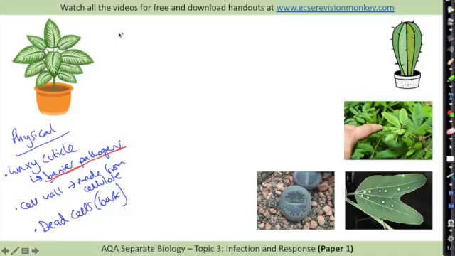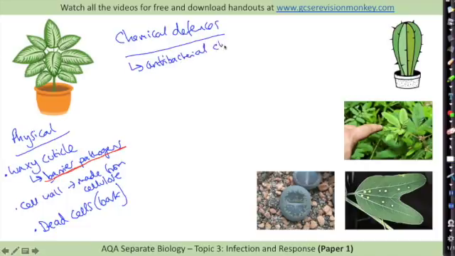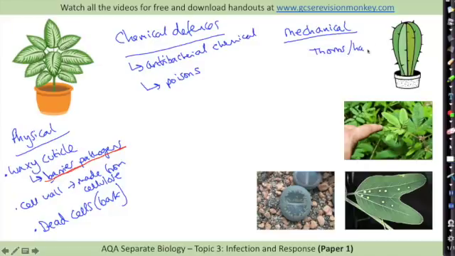As well as physical defences, plants also have chemical defences. So again, they can be attacked by bacteria. So some plants can secrete antibacterial chemicals to defend them against a bacterial infection. And some plants also contain poisons or toxins which deter animals and herbivores from eating them. So we looked at physical and chemical. The final type of defence is mechanical, and those are things such as thorns or hairs on plants to prevent them being eaten by all sorts of different animals.